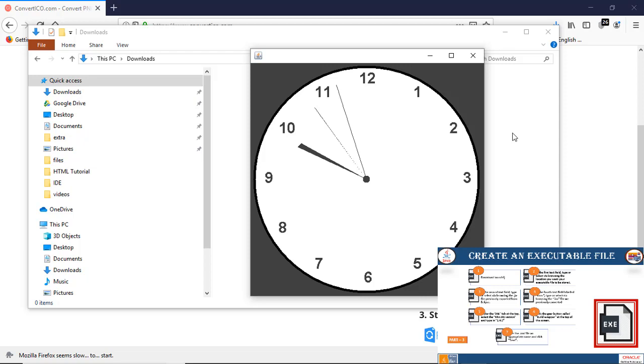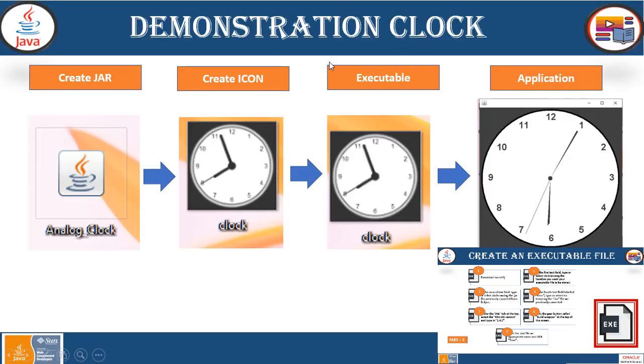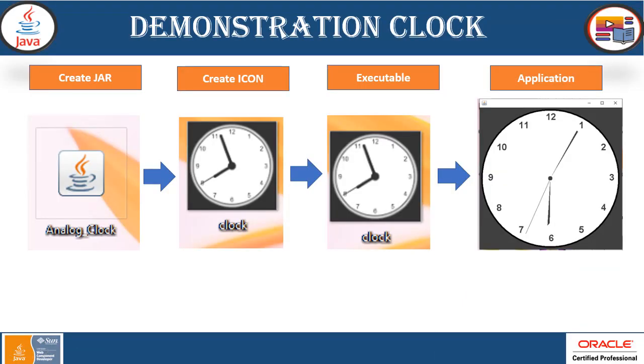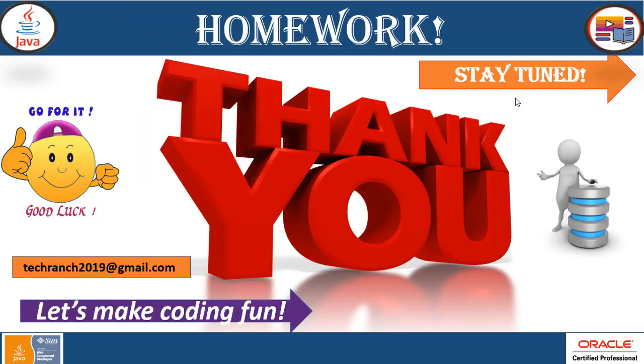So there are two applications we have seen, where one is just a simple executable and another is interactive, where you are entering the values, which is also in executable form. So we have seen a demonstration of a Java application executable in 3 steps: creating a Java archive file, creating an icon, making an executable, and running the application. And we saw 2 examples, calculator and clock.